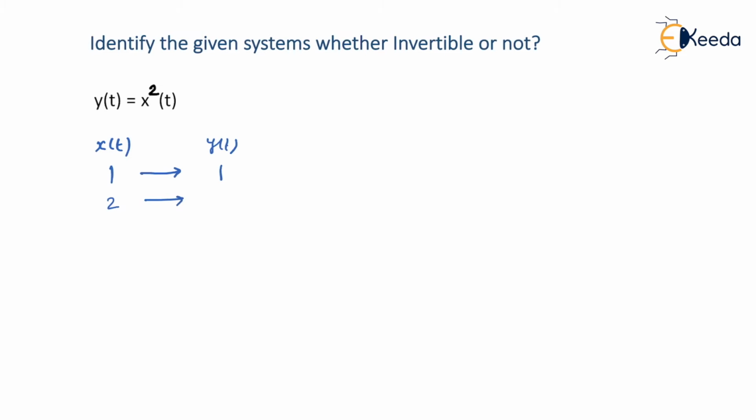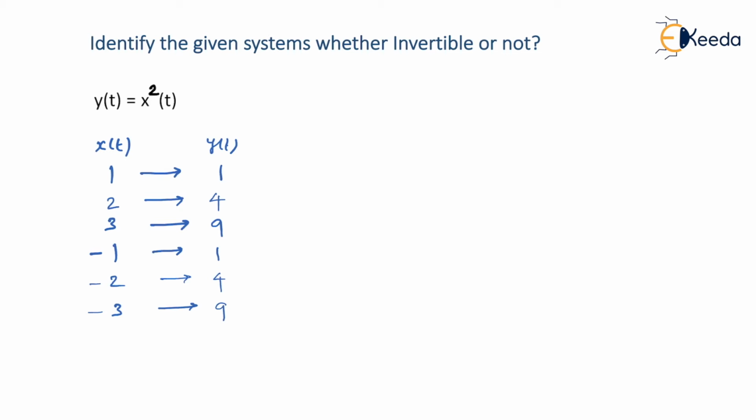Let's say x of t is 2. Then of course y of t will be 4. Let's say x of t is 3. Then the value of y of t will be the square of 3, which is 9. Or let's say I'm taking minus 1 as x of t, because x of t can have any numerical value. But again, after squaring it, you get 1. If you take minus 2, you'll get positive 4, because the square of negative numbers is also positive. Let's say minus 3, then it will give you 9. Is that right?